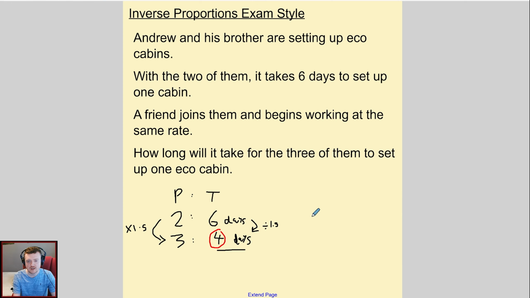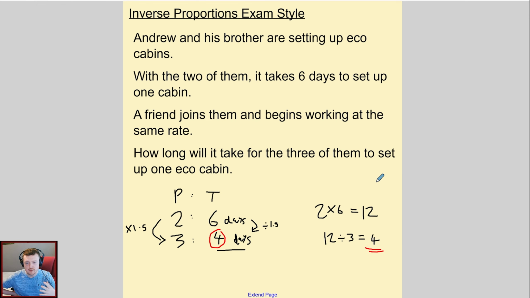The other way is to say, well, 2 times 6 is 12. And 12 divided by 3, which is how many people we're looking at now, is 4. And so both ways, you get the same answer of 4 days. If you don't get an answer of 4 days, it's possible that you've tried to do a direct proportion method when you should have done an inverse proportion method, because as the amount of people goes up, the amount of time should come down rather than going up.